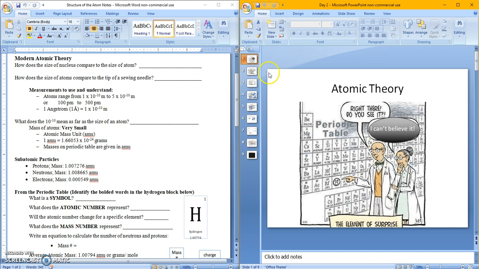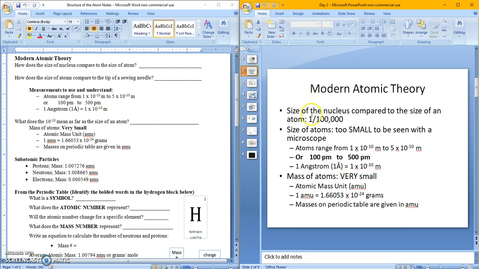So, let's refresh. The size of the nucleus compared to the size of an atom is 1/100,000th. Okay? So if the entire atom was 100,000 inches long, the nucleus would only be 1 inch of those 100,000. Okay? So we're talking very, very small.